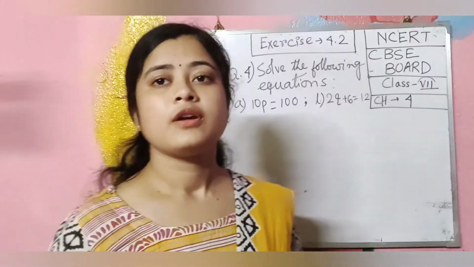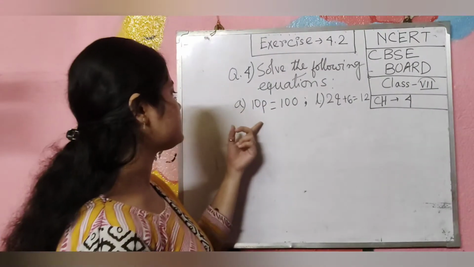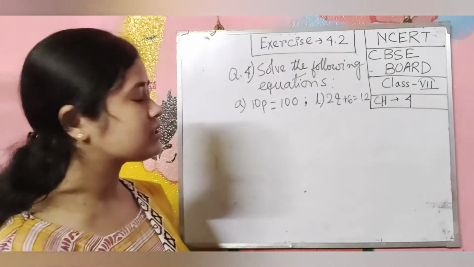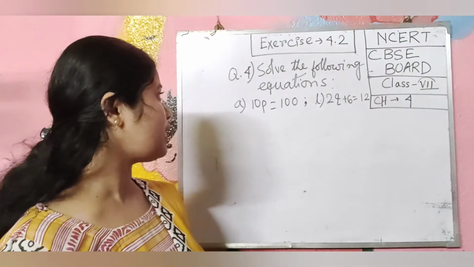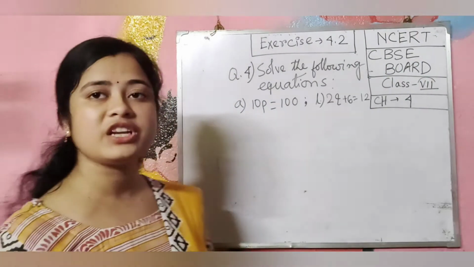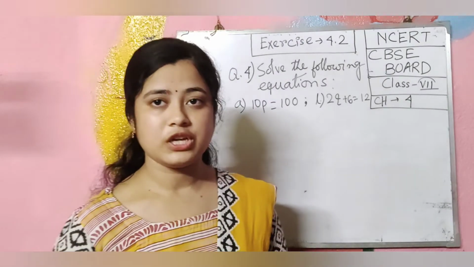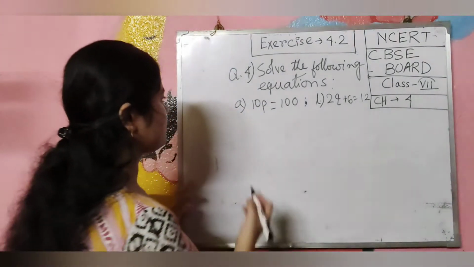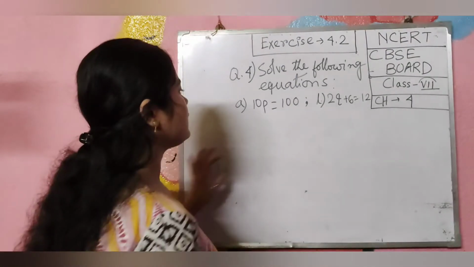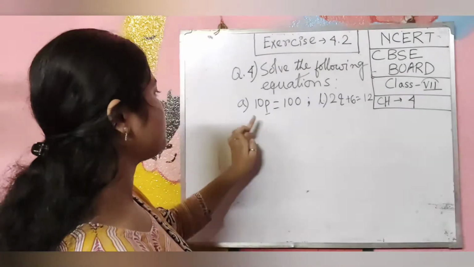Okay. Now question number 4 is: solve the following equations. The first question is 10p equals 100. That is also the same process, like questions 1, 2, 3, so I will find the answer, but here there is no need to write the steps. I will only find the values. So here 10p equals 100. In the equation the variable is p, so I will find p's value.